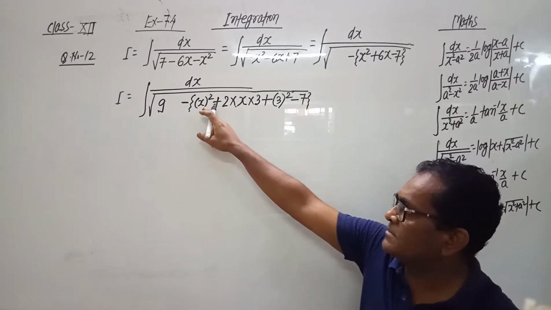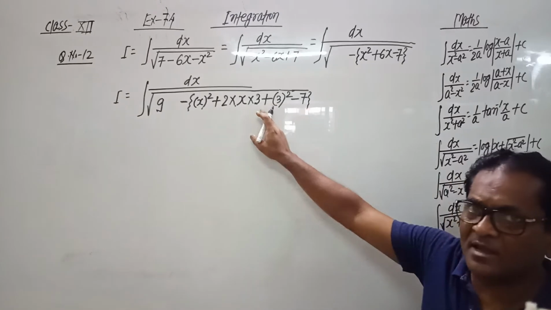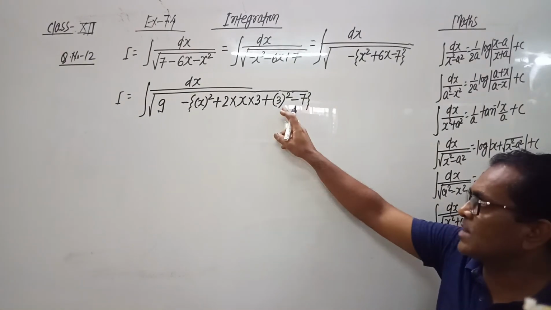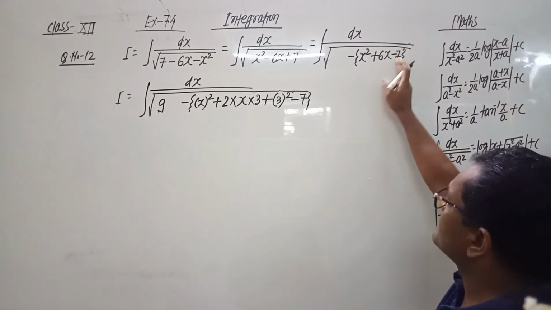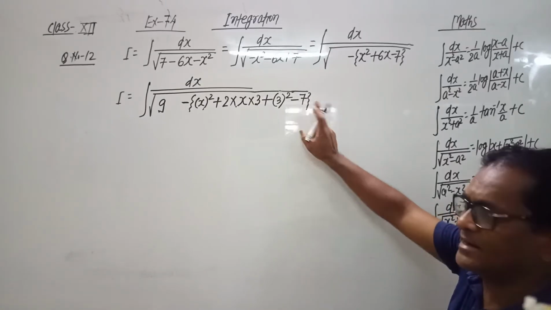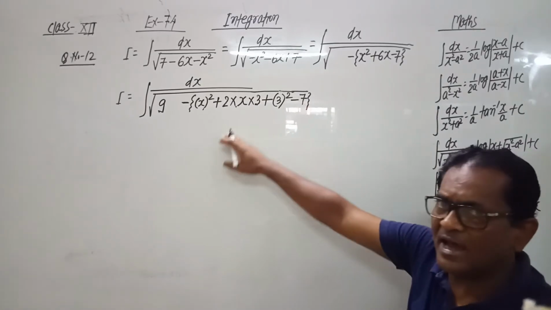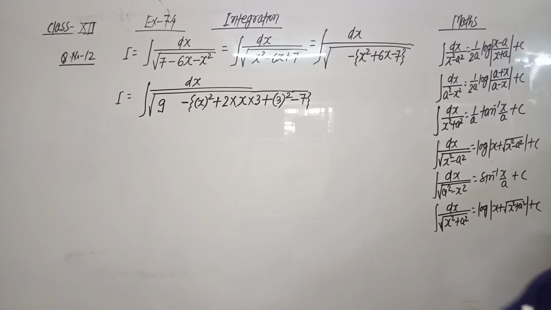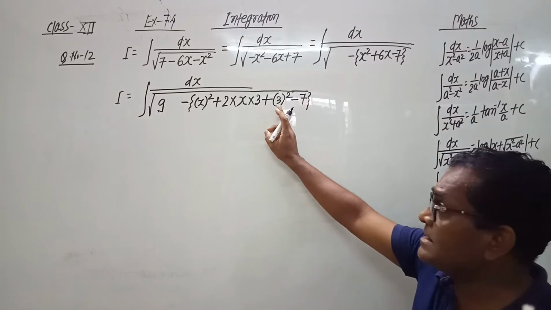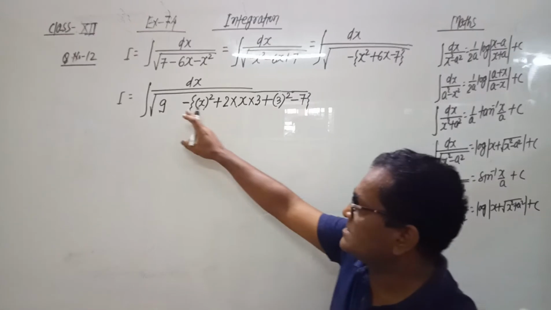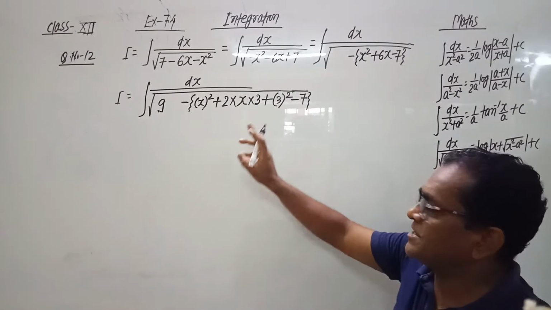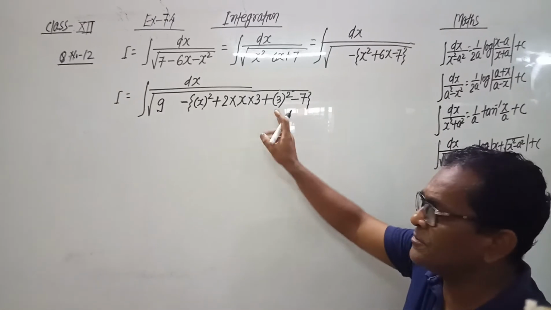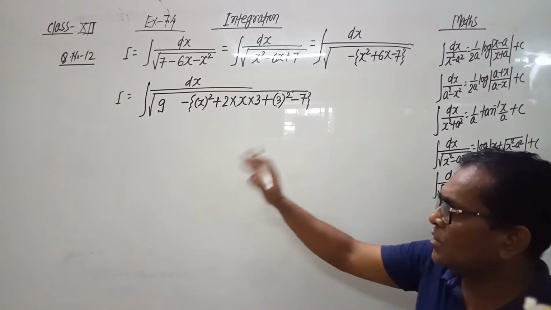So the formula becomes a square plus 2ab. Then we have to write b square, and the value of b is 3, so it would be written 3 the whole square. Then we write minus 7. The extra term which we have taken is 9. What is 9? Not plus 9 but minus 9, because outside there is a minus sign. So minus 9 is the extra term we have taken, and we have to remove minus 9 from the whole expression.